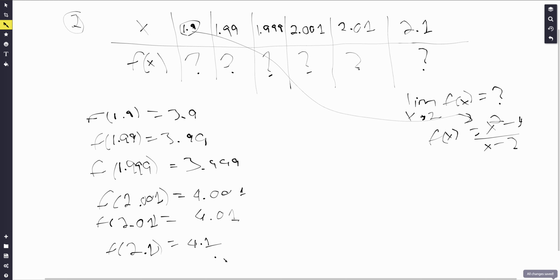Okay, so from these values, we find that f of x is inching closer to 4. Here it's getting bigger as you get closer to 2 from the left, and here it's getting smaller as you get closer to 2 from the right. So we know that the value of the question mark will be 4. That's how you would solve it with tables.